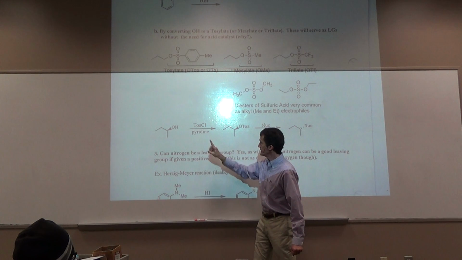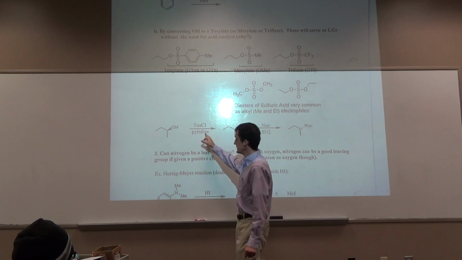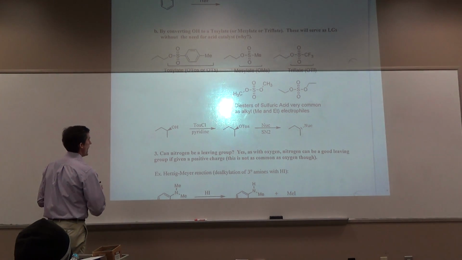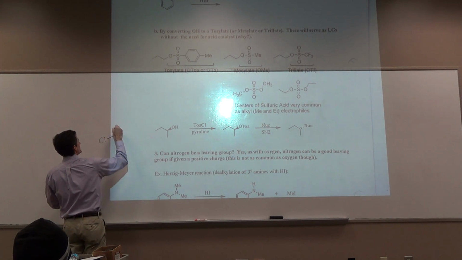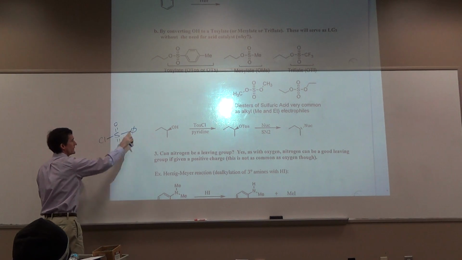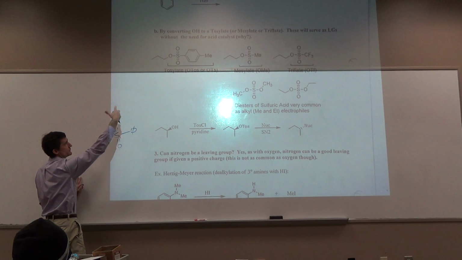Let's look at this here, though. This is how you make the tosylate. React with tosyl chloride and pyridine. Pyridine, which is a weak base. Tosyl chloride is where you just have the chlorine with the tosyl. Okay, that's generic. But the tosyl would be the benzene ring with the methyl, which is a toluene.